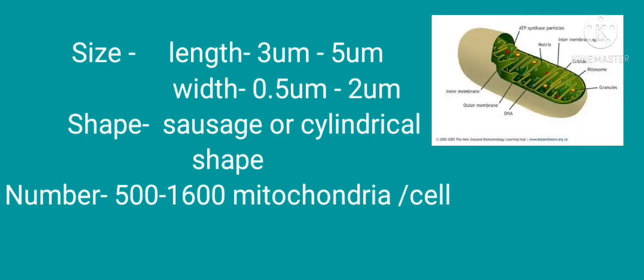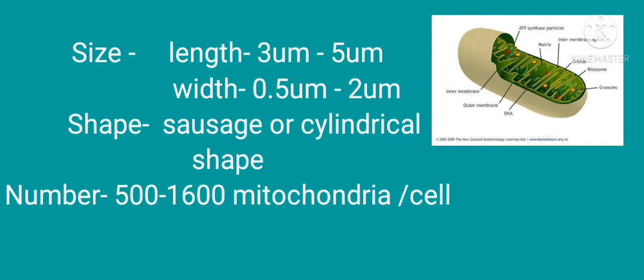Now see the characteristics of mitochondria: size, shape and number of mitochondria. Firstly, see the size of mitochondria. The length of mitochondria is about 3 micrometers to 5 micrometers. Okay, that is length 3 to 5. The width of the mitochondria is 0.5 micrometer to 2 micrometers. Okay, so this is about the size. Now about the shape, mostly sausage shaped or cylindrical. So the shape of the mitochondria is cylindrical.